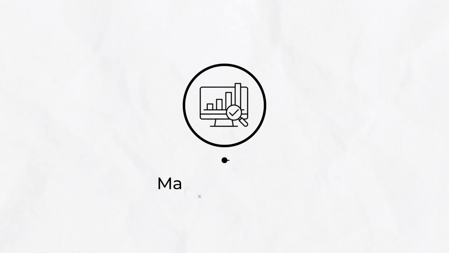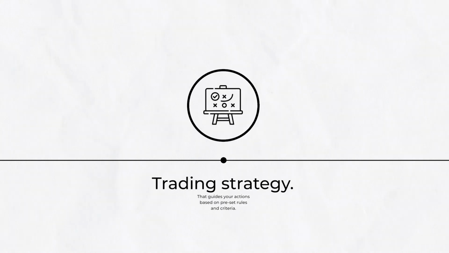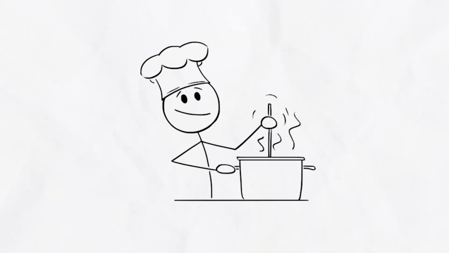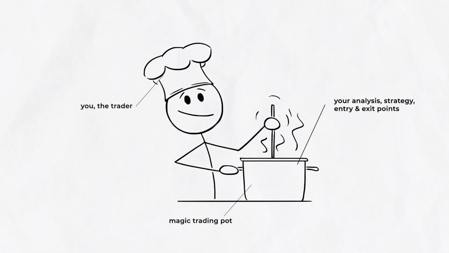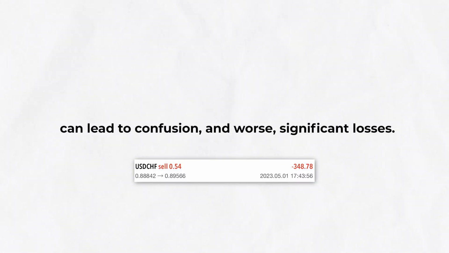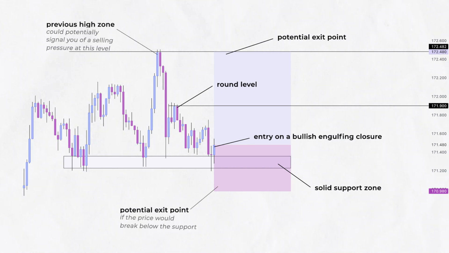You know, I often compare trading to baking a cake. You need the right ingredients, which are your analysis, a proven recipe which represents your trading strategy, and perfect timing for your entry and exit points to ensure that the trade doesn't burn. And just as you wouldn't toss your ingredients into a bowl and hope for a great result, diving headfirst into a trade without a clear plan can lead to confusion and worse, significant losses. I always believe that a well-defined trading entry and exit strategy provides us with the outline we need to manage the volatility of the market.